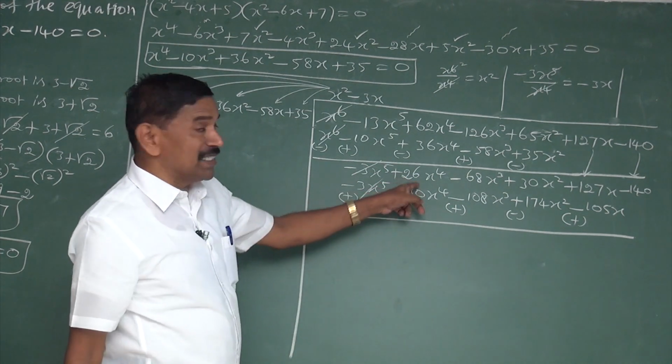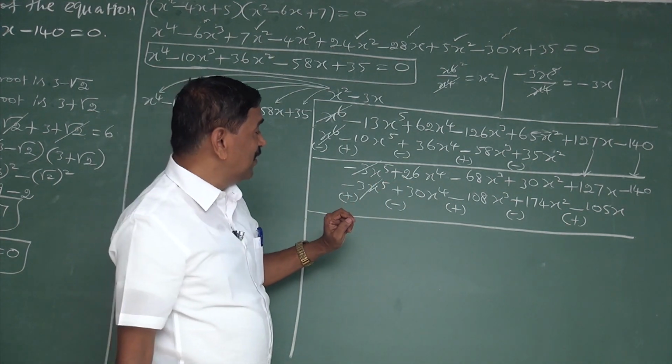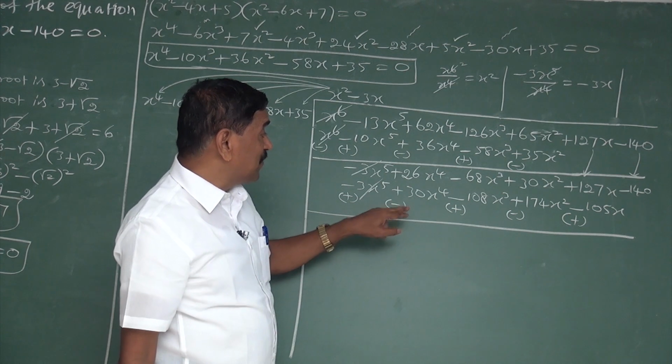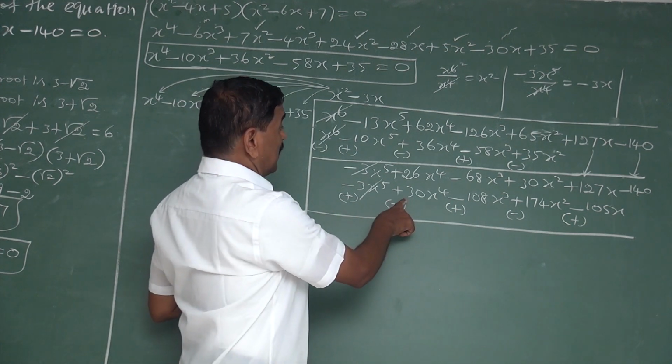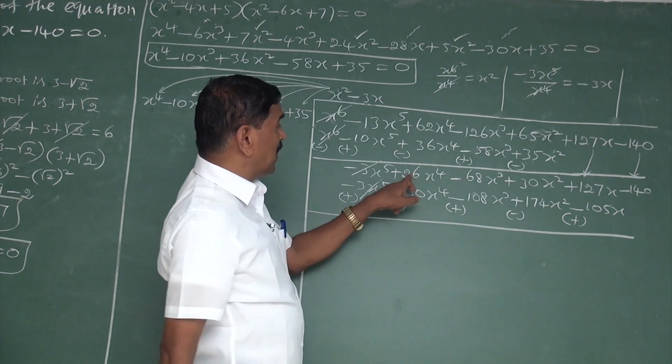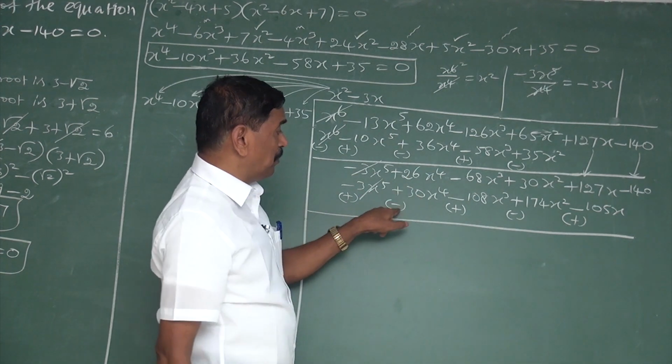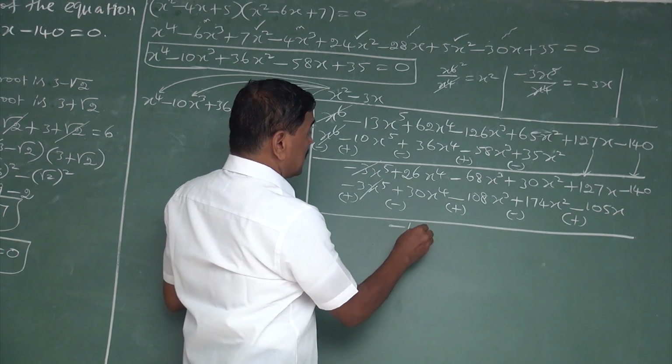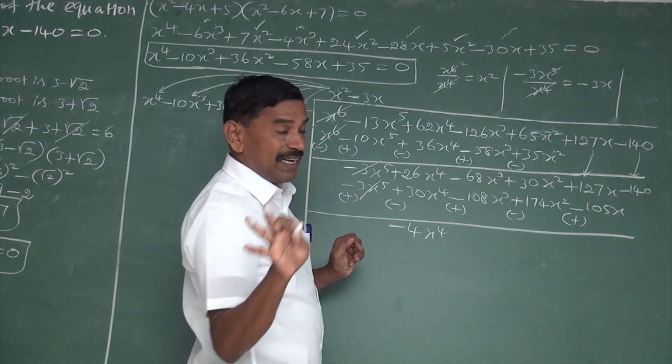Okay. What is the second term simplification? Good. Here minus 4x power 4, because minus 30x power 4 plus 26x power 4, by subtracting 30 minus 26 equal to 4, and the bigger number's sign is minus. Very good. Minus 4x power 4. Yes, your answer is correct.